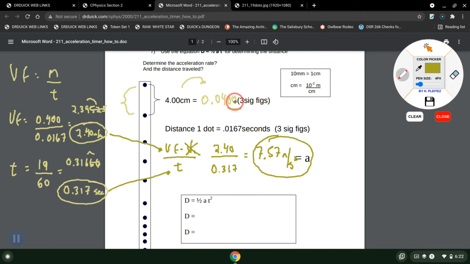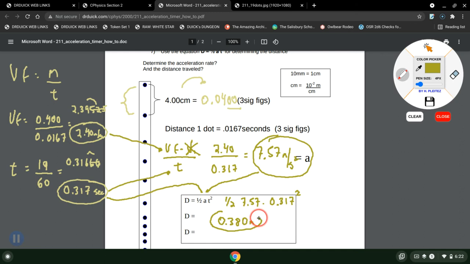If you notice, it's a cascade of equations, because now this one's going to be used in this equation. This time gets used again. This is total time. It's going to be used here. So to write this out, it's going to be 1/2 times my acceleration, 7.57, times, in this case, 0.317 squared. If you do your calculation correctly, you will get a distance of 0.380 meters.